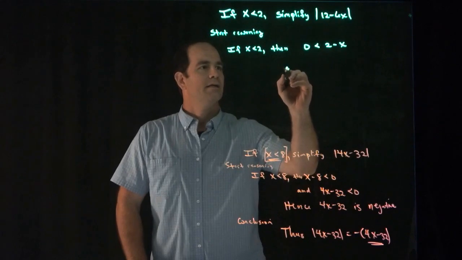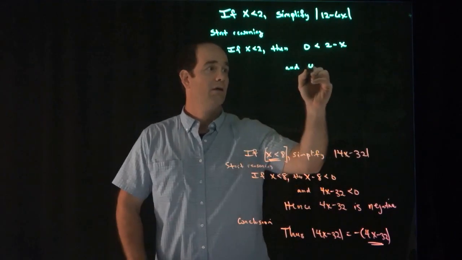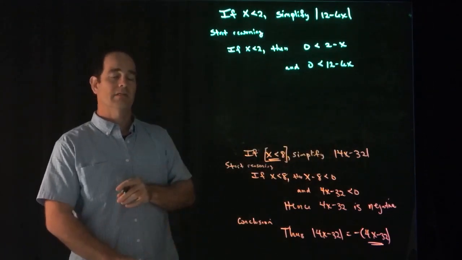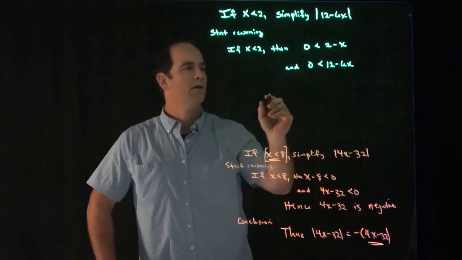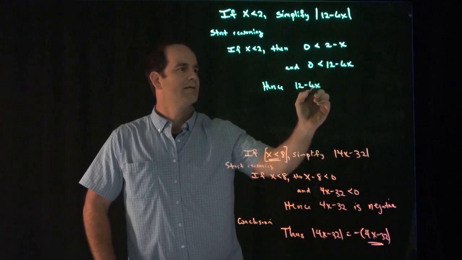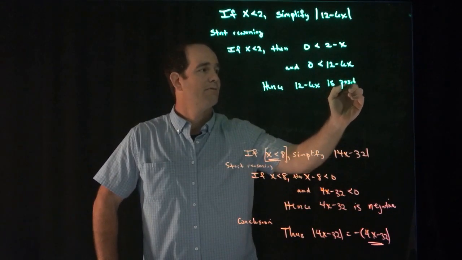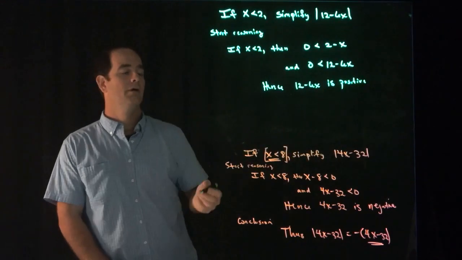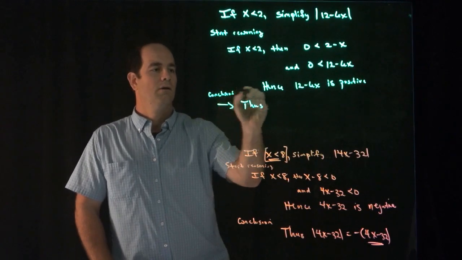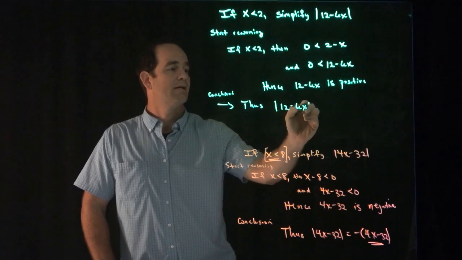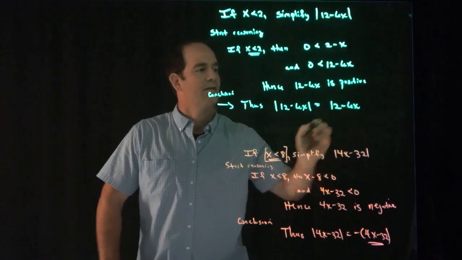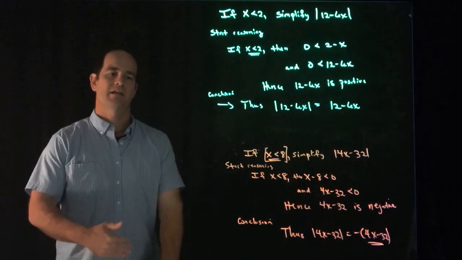Now, 2 minus x isn't quite what we want, but it's really close. If I multiply everything through by 6, I now have that 0 is less than 12 minus 6x. So what does that mean to me? Well, 12 minus 6x is going to be a positive value since it's greater than 0. Thus, and let's make our conclusion, the absolute value of 12 minus 6x, in this case, when x is less than 2, is in fact 12 minus 6x. The absolute value really doesn't change anything because it doesn't have anything to change.